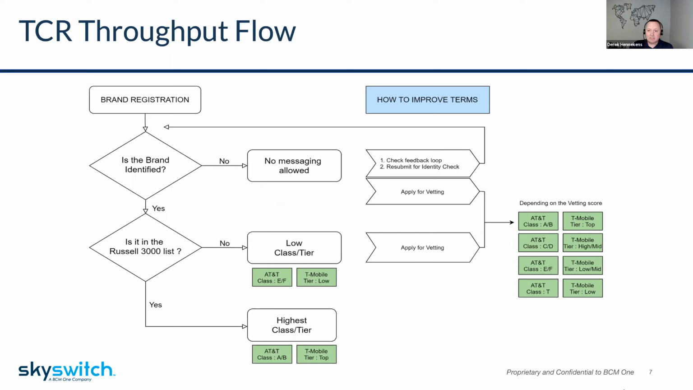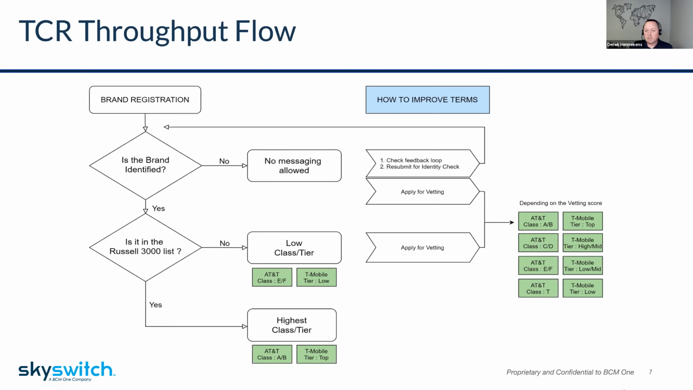Once your brand is verified, there's a couple different ways it's classified. If you're on the Russell 3000 list, that's basically the equivalent of a VIP list. So your brand is trusted. You get higher throughputs. You're in a better class for sending more and more messages. It's just assumed you're a bigger brand. If you're not on the Russell 3000 list, you're set to a lower tier class.